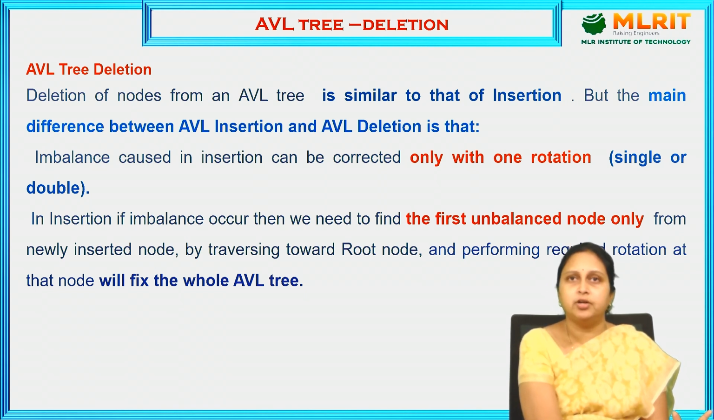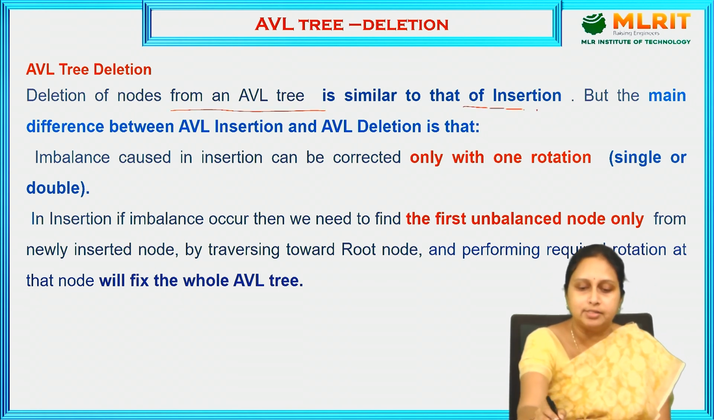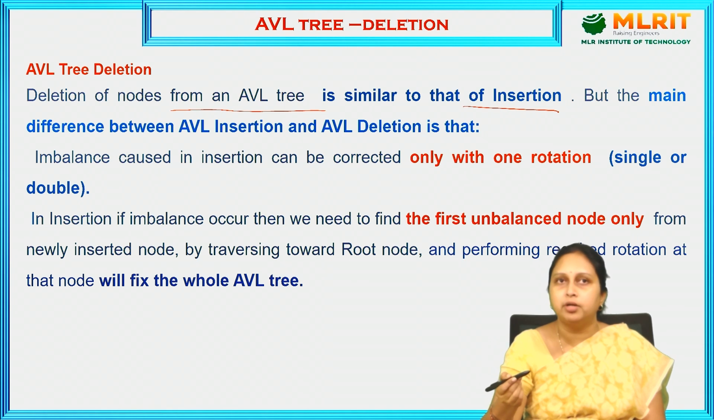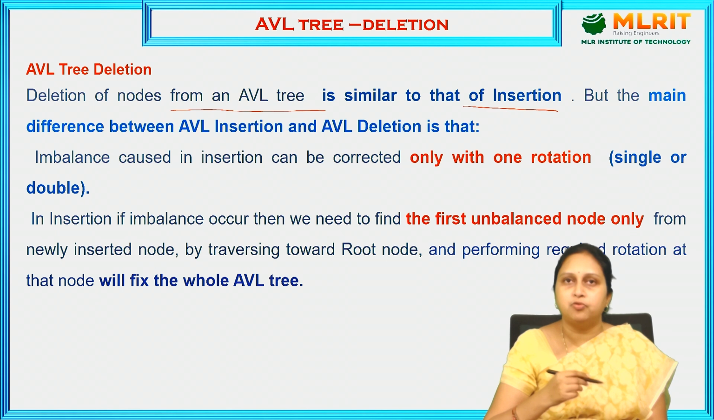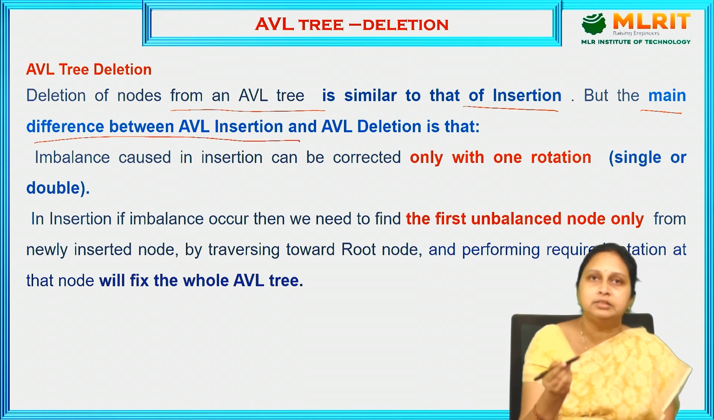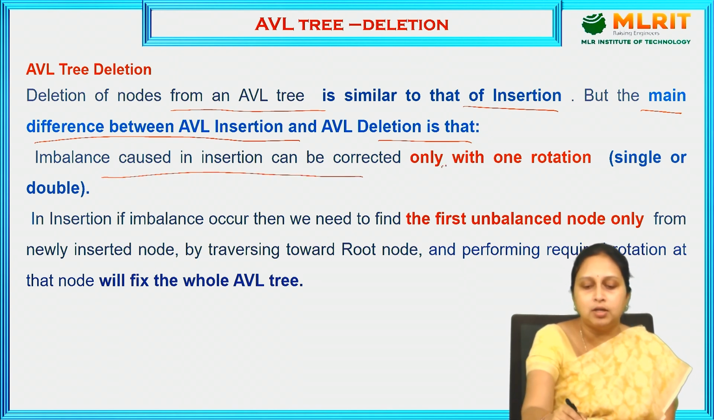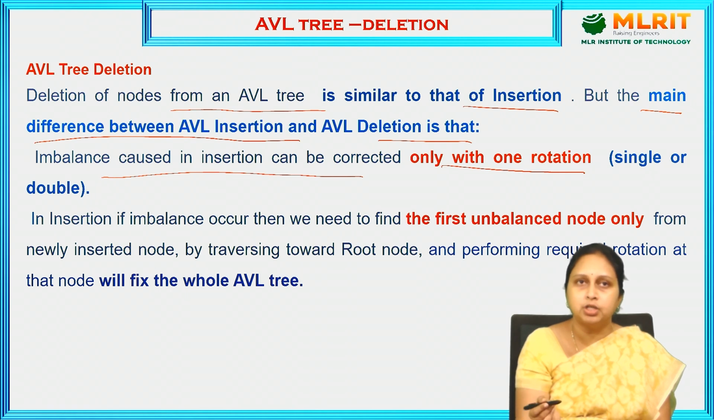The first thing is that deleting nodes from an AVL tree is similar to insertion. When you insert a node into the AVL tree, we perform some rotations, like single rotations and double rotations, to balance the tree. Here also we are going to follow the same procedure. But the main difference between AVL insertion and deletion is that imbalance caused in insertion can be corrected with only one rotation, either a single rotation or a double rotation.